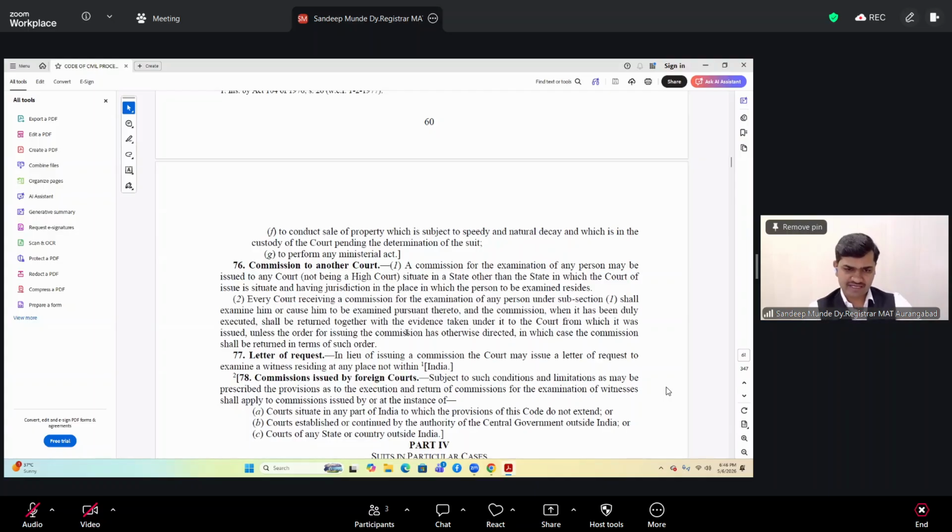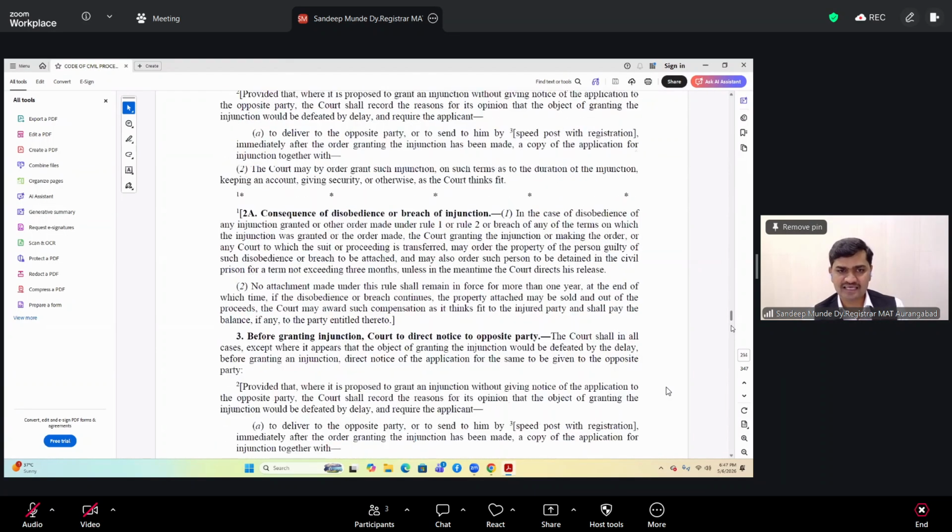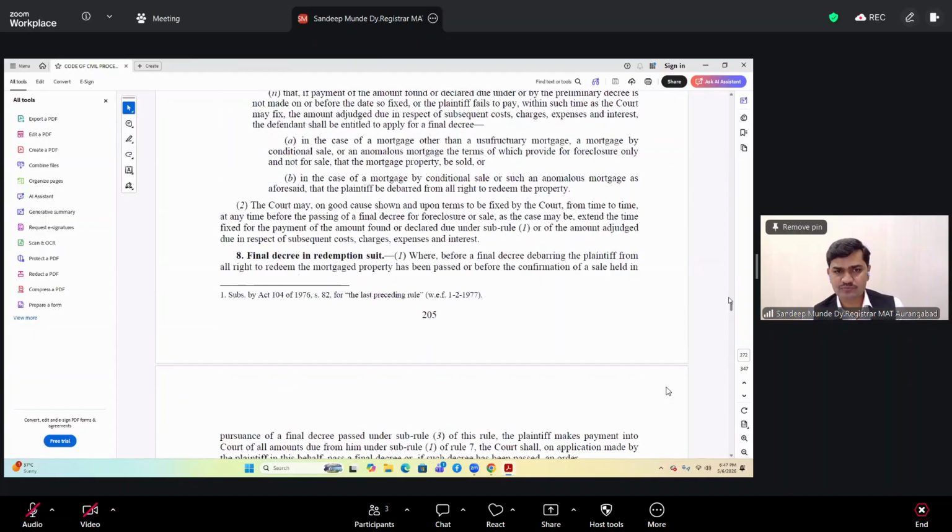And section 78, commissions issued by foreign courts. Subject to such conditions and limitations as may be prescribed, the provisions of the foreign courts, which we have already discussed, which are situated beyond the territory of India, that commissions issued by the foreign court are covered under section 78. Now, before moving to part 4, suits in particular cases, we will first finish order 26 and then we again come to the said provisions.